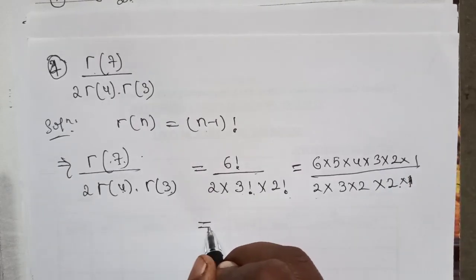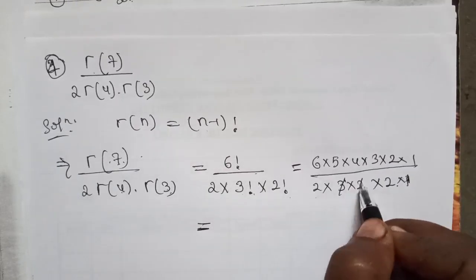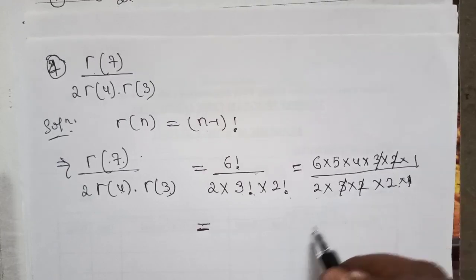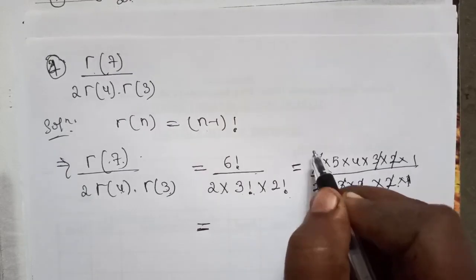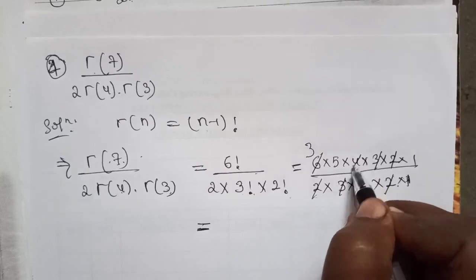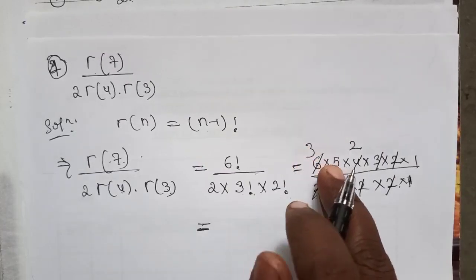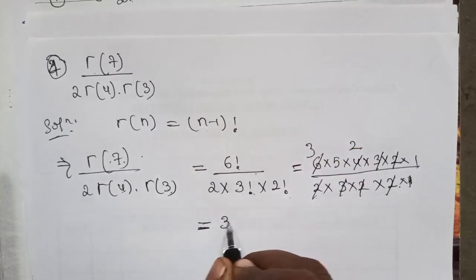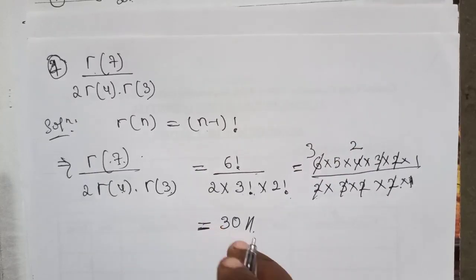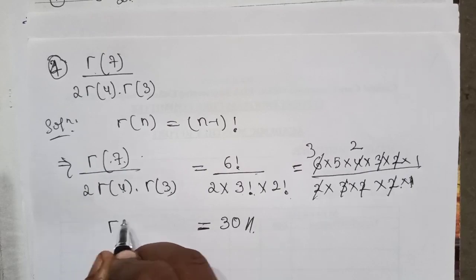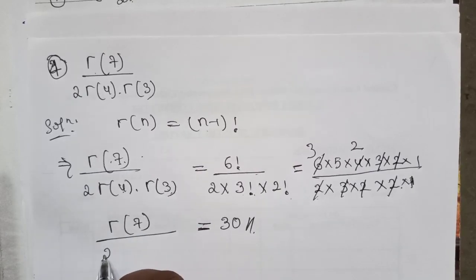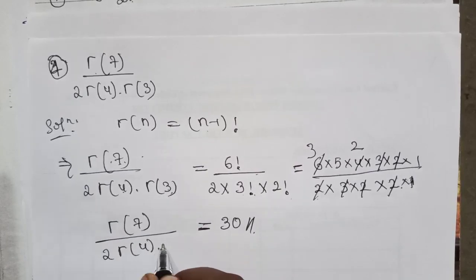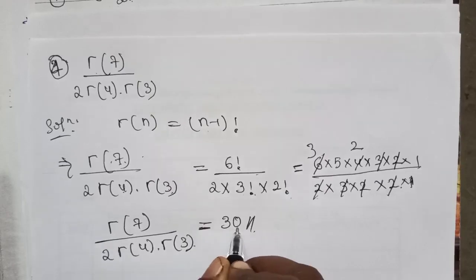So 3 into 2 and 3 into 2 get cancelled, 2 ones are 2, 3 twos are 6. On multiplying this we get 3 into 5 is 15, 15 into 2 equals 30. So this is the required answer. Therefore gamma of 7 divided by 2 into gamma of 4 into gamma of 3 value equals 30.